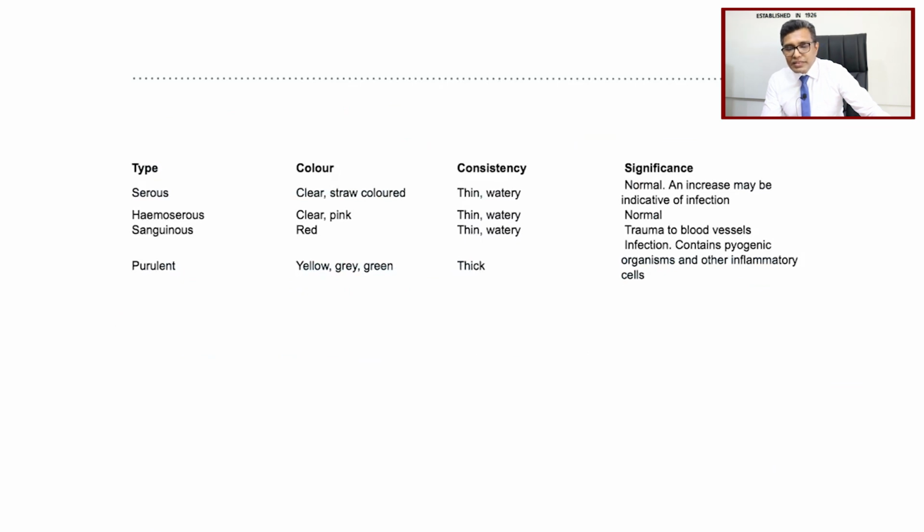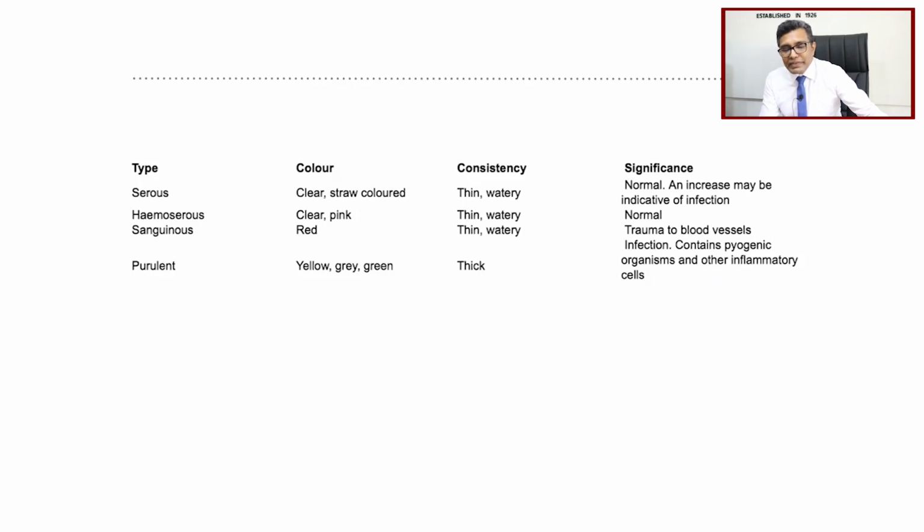The serous one is a normal thing, and you get hemoserous, the clear pink, which is also normal. But if it is increasing, there may be a cause. It may be due to infection happening. Then serosanguinous, the blood red color ones. Usually there is some trauma, or there is some damage to granulation tissue happening.